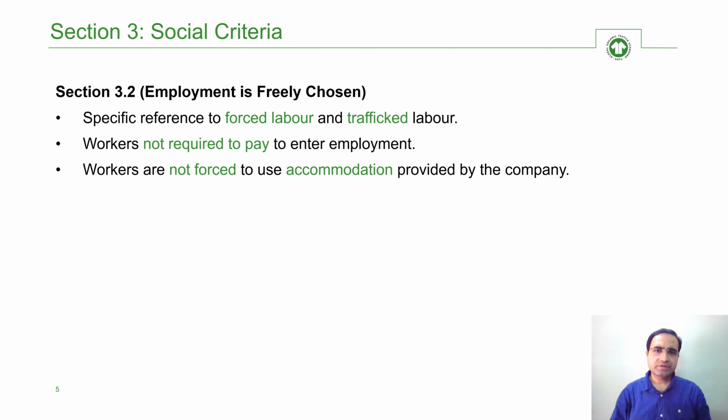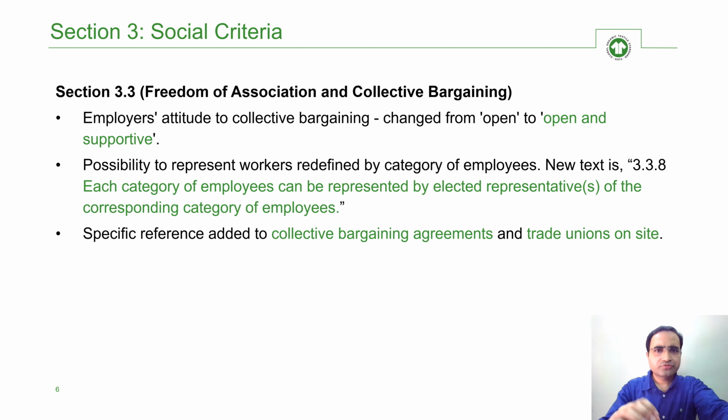Employment is freely chosen in a GOTS certified entity. Forced labor and trafficked labor are prohibited. Workers do not have to pay to enter employment, and they can also not be forced to use the accommodation provided by the employer. GOTS supports freedom of association and collective bargaining.